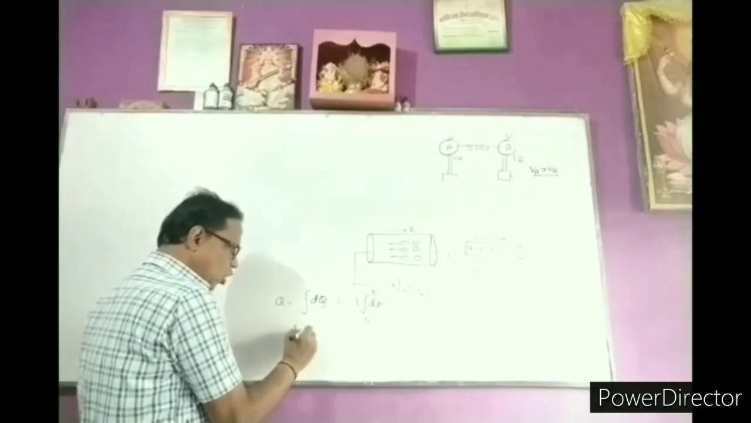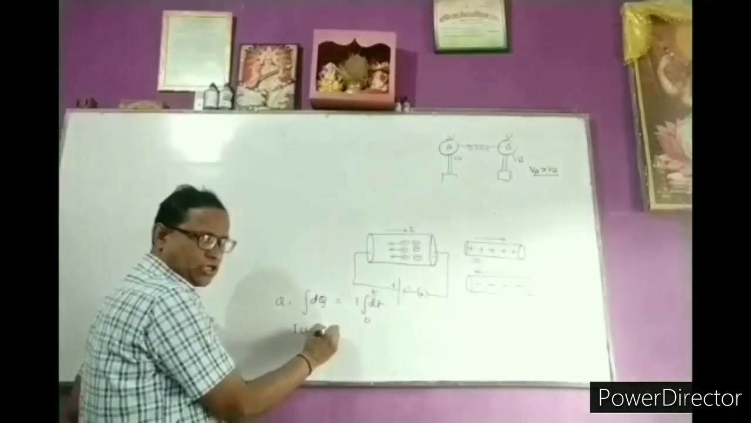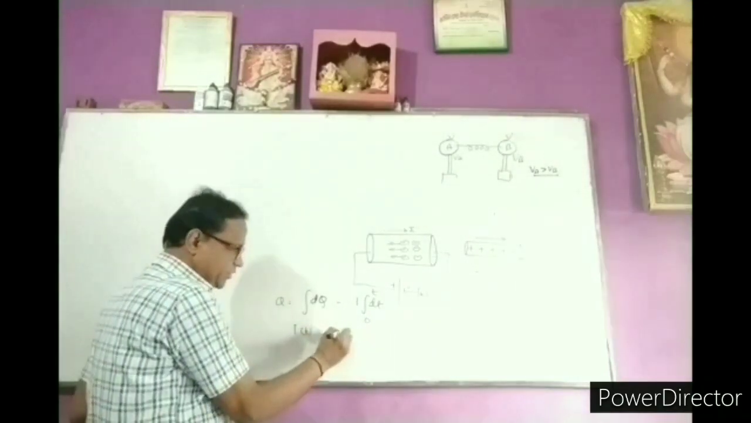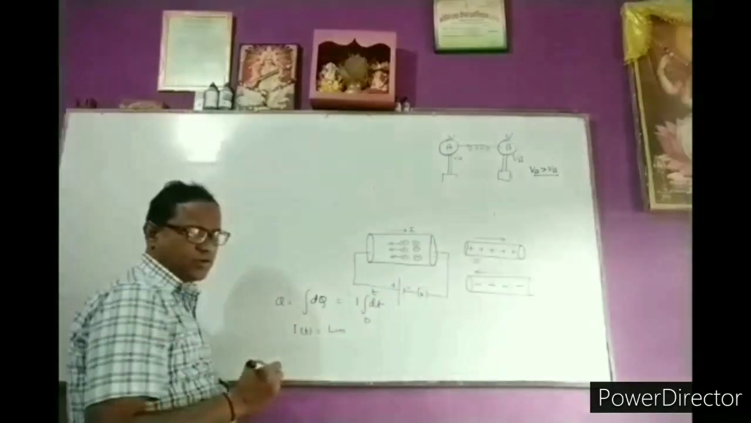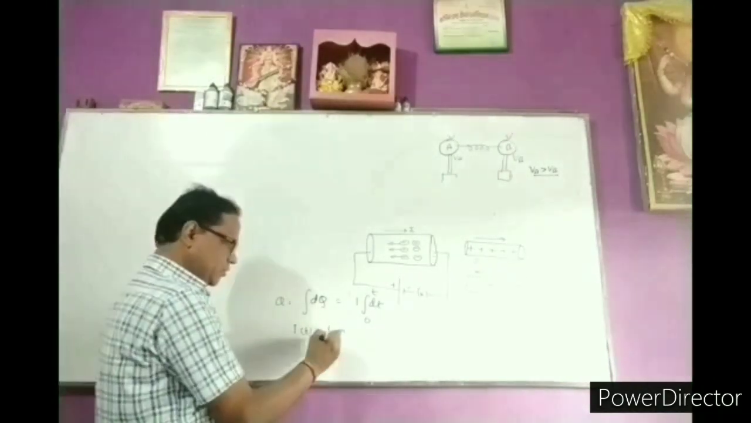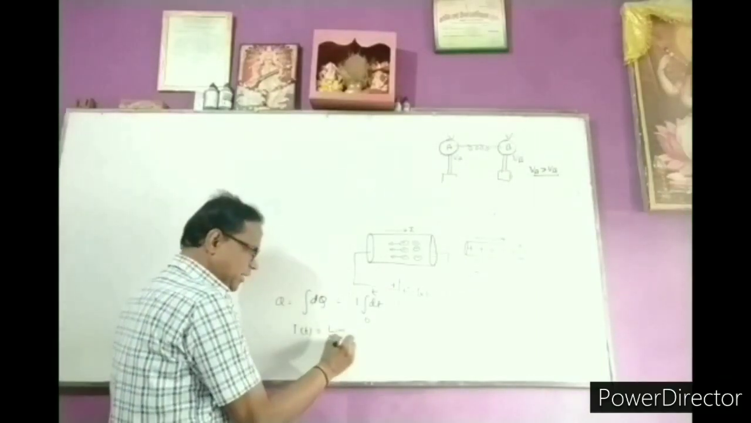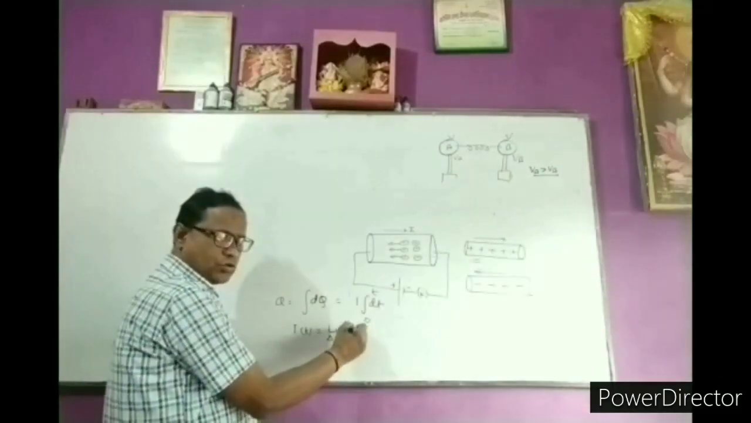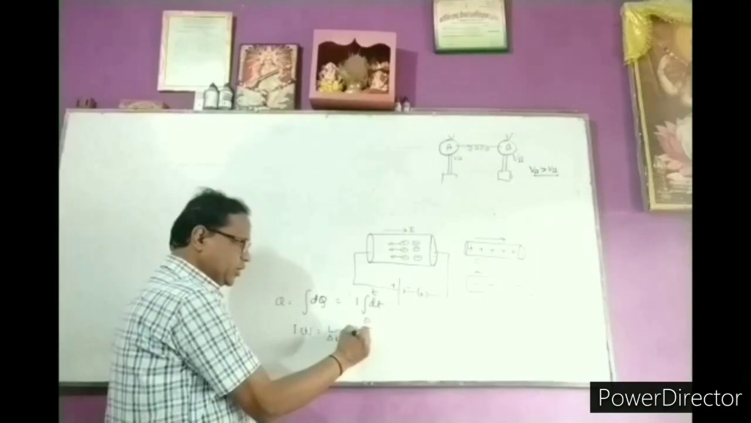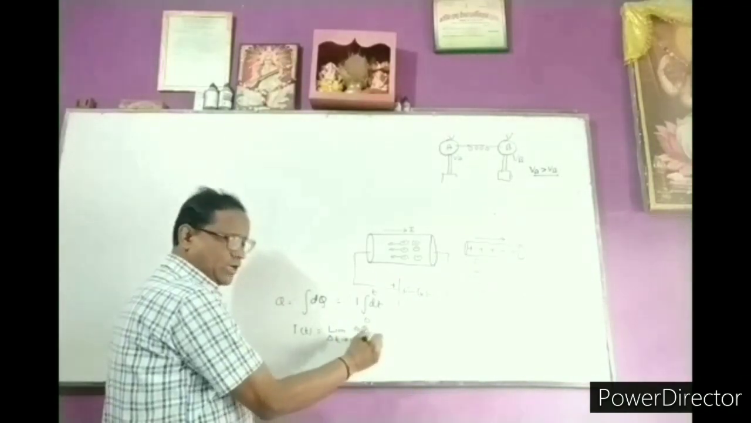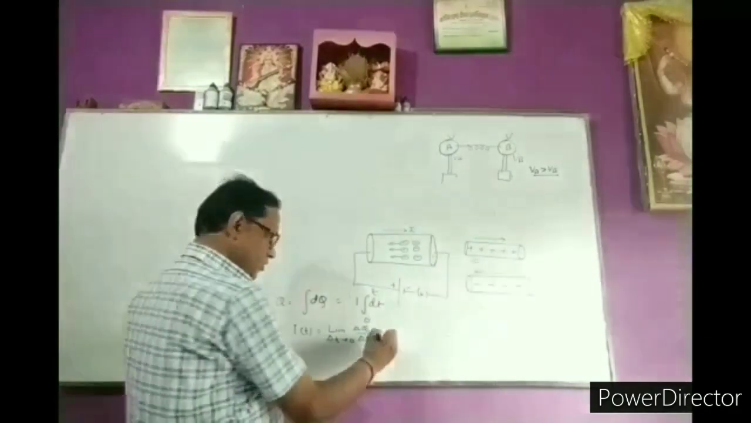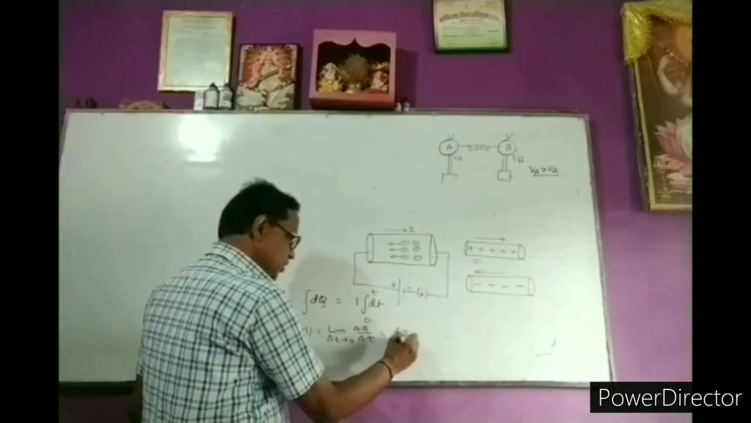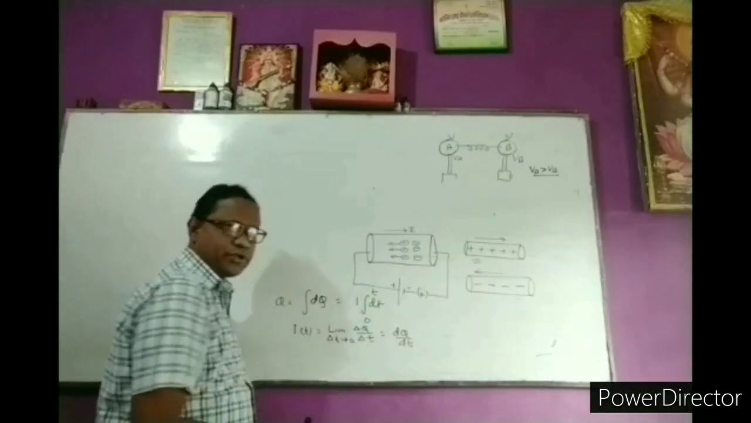Mathematically, it is also expressed as I is equal to limit delta t tends to 0, delta q by delta t, which means dq by dt.